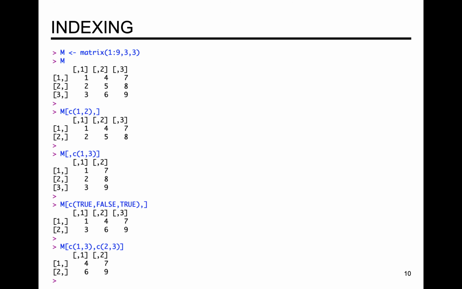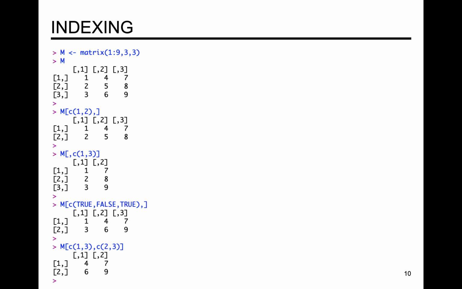Let's do some more examples. First, I create a 3 by 3 matrix M containing elements 1 through 9 inclusively, laid out along the columns. I then type M square bracket double vector 1, 2, comma, and this is going to grab rows 1 and 2 of the matrix. I then type M square bracket, comma, double vector 1, 3. This is going to return the columns 1 and 3 of the matrix.